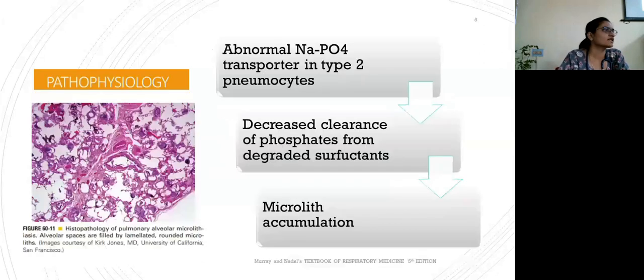So pathophysiologically, in type 2 pneumocytes, we have a predominant transporter called the sodium phosphate co-transporter. When the surfactants get metabolized, the phosphates are pumped back into the blood by this sodium phosphate transporter. When this is affected, the phosphates are not cleared from the alveoli, which leads to microlith formation. And we can see rounded microliths in the alveolar spaces in this picture.